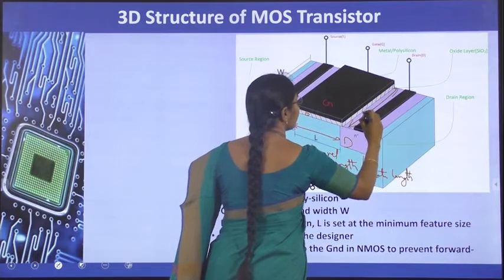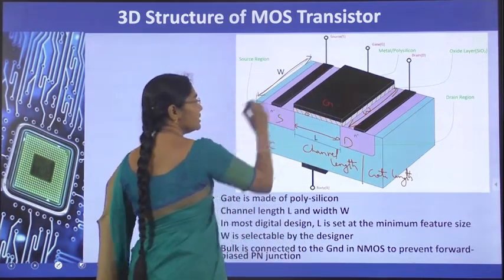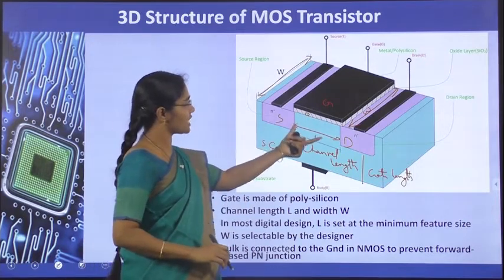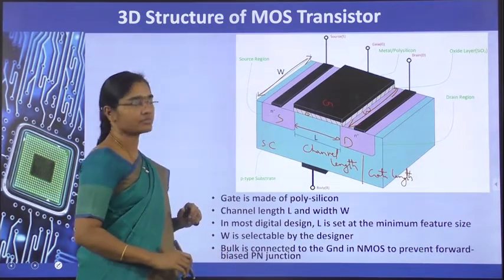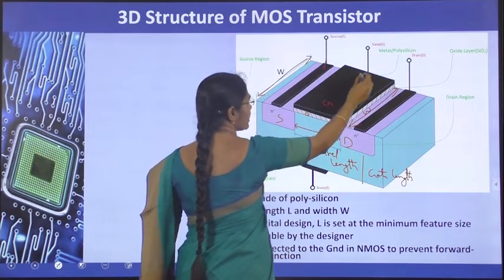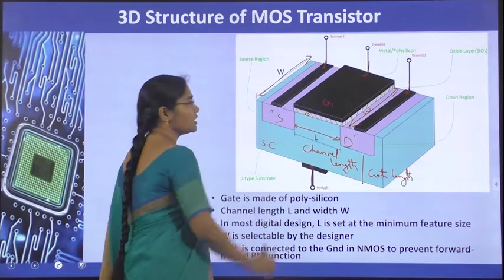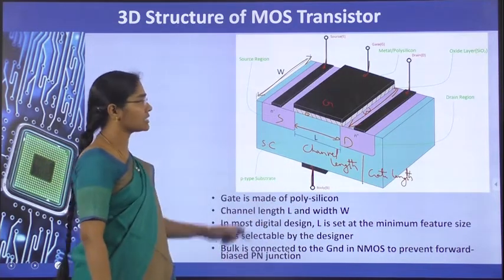This is the width of the gate, or the width of the channel. So, length of the channel and width of the channel. And there are 4 terminals: one is the source terminal, one is the gate terminal, one is the drain terminal, and another one is the body or bulk terminal.